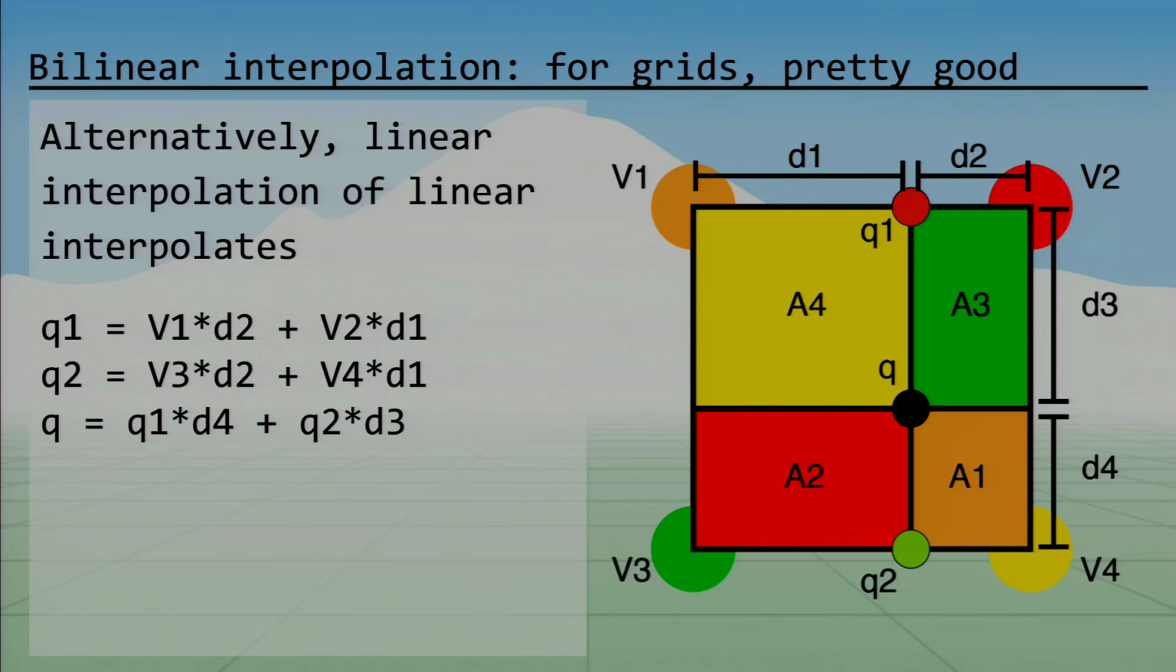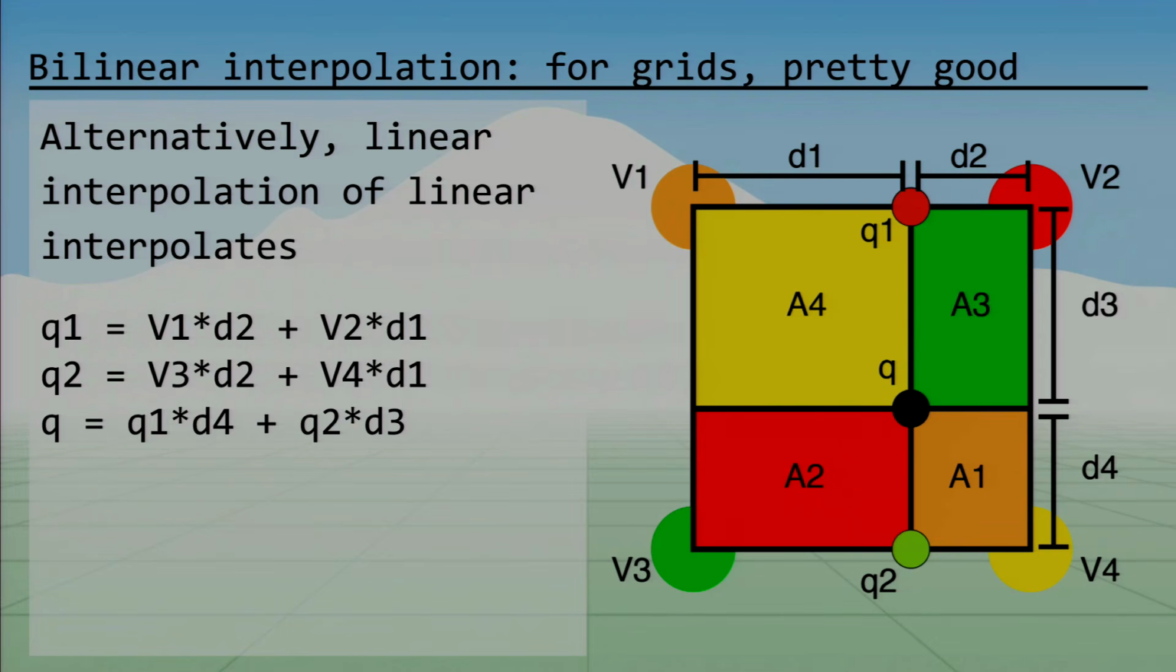And the same thing for interpolating Q2 between V3 and V4. We're going to use these distances D1 and D2. And then to find this value of Q, we use these values D3 and D4, which are the relative distance in the y direction. So Q is a product of Q1 times D4 summed with Q2 times D3.